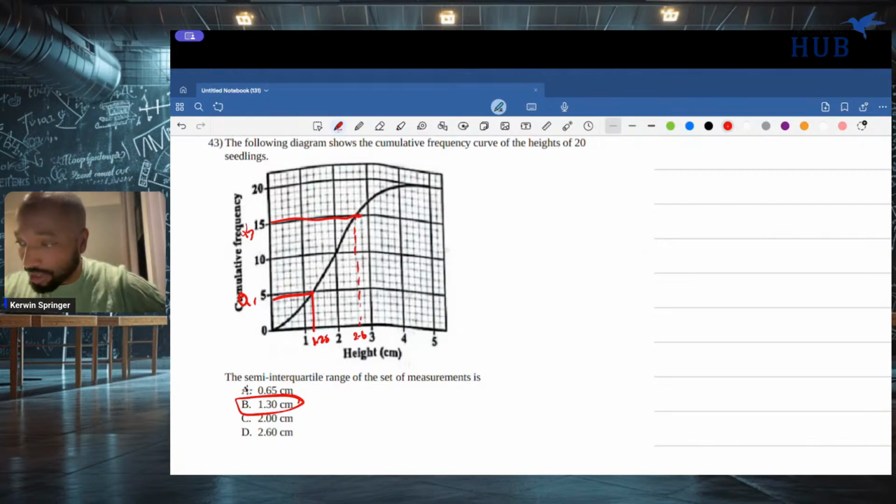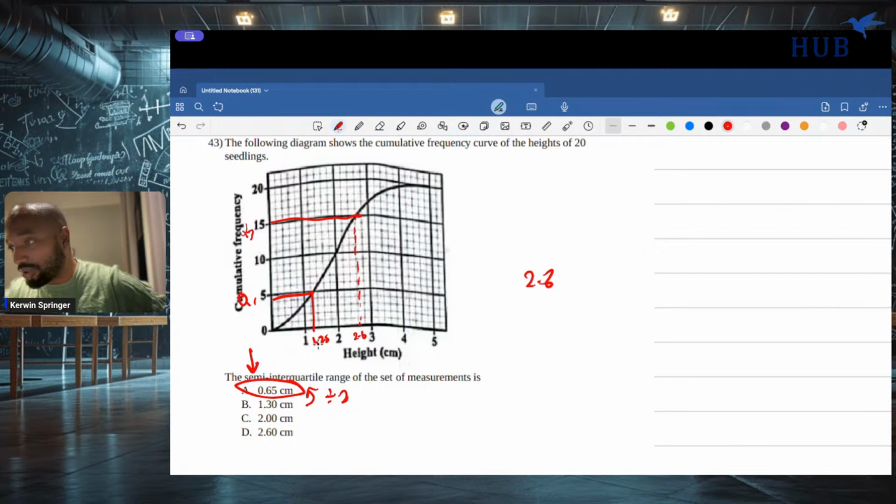Oh no, they want the semi. My bad, I was going to lose a mark there. So 0.65. Yeah, they divided by 2, because they want the semi. So after you do the 2.6 minus 1.3, you get the 1.3. That's the interquartile range. They want the semi-interquartile range, which is halfway.